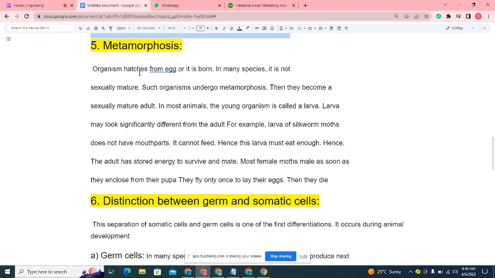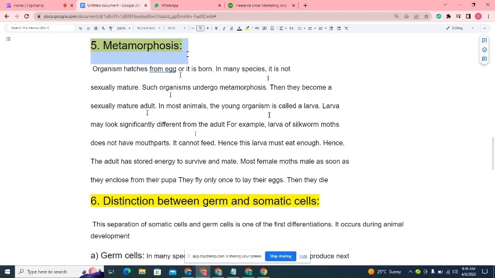Fifth feature is metamorphosis. The organism hatches from an egg or it is born. In many species, it is not sexually mature. Such organisms undergo metamorphosis. Then they become a sexually mature adult. In most animals, the young organism is called a larva. The larva may look significantly different from the adult.